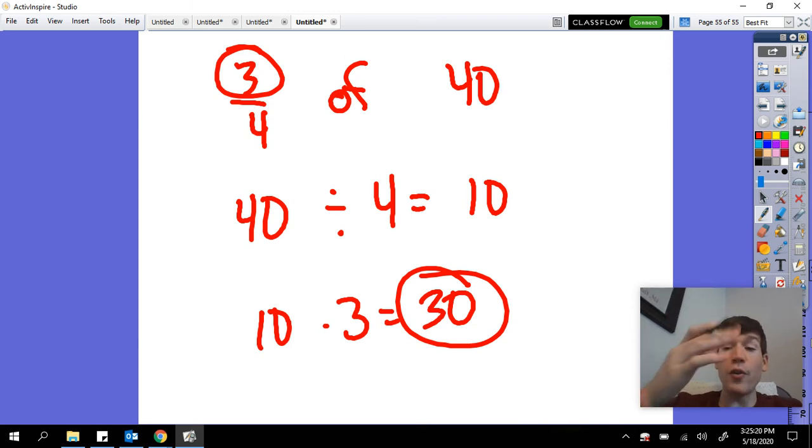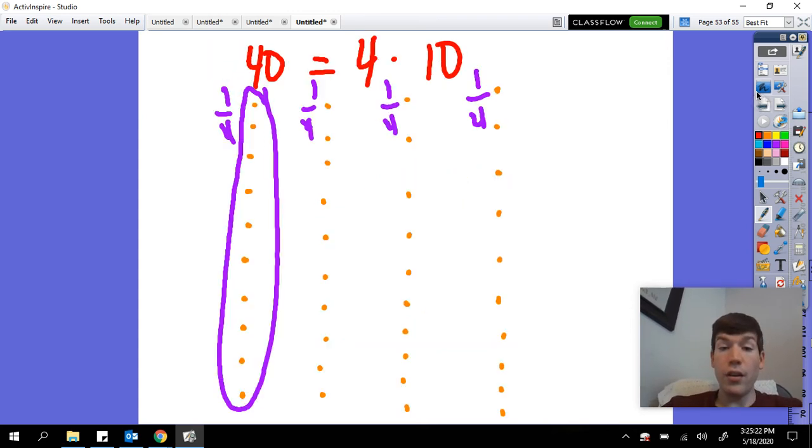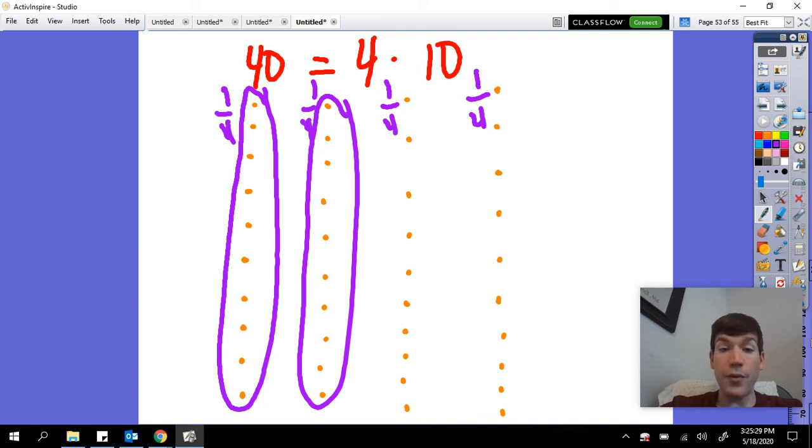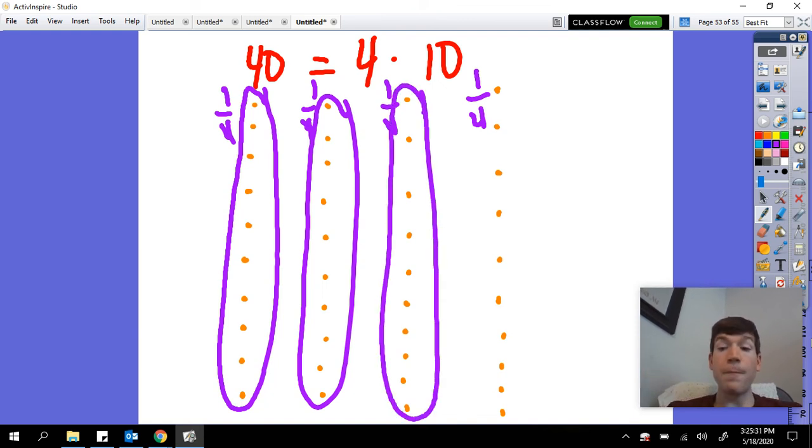That's three of those groups of 10. Or here, we can look at here, that would be like these three rows. So that'd be 10, 20 would be 2/4, 3/4 would be 30.